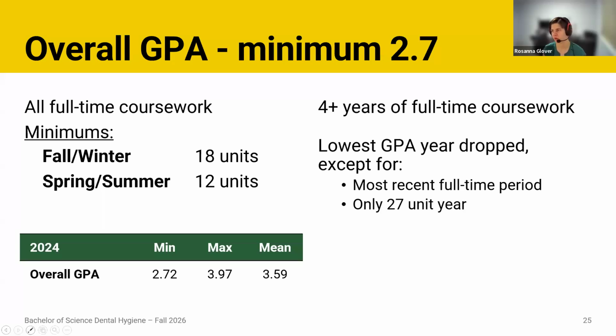For this one, the minimum overall GPA is a 2.7. However, it is used competitively in the program. As you can see here underneath, our admitted class for 2024 had quite a bit of a range, with the average being a 3.59. Obviously, you don't have to hit that to guarantee admission. I'd say a 3 or higher is definitely more competitive, but the higher the better.